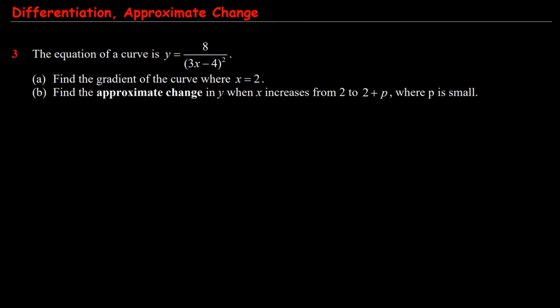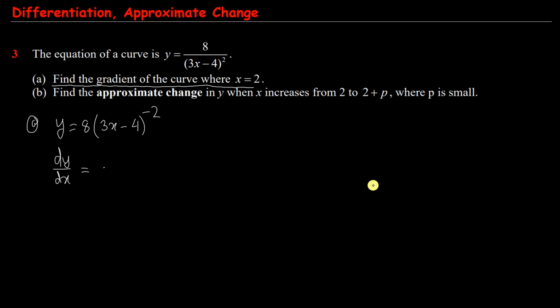So it's a similar question, almost similar to the way we did the first one. They ask you for the gradient at the point 2. We know the gradient expression we can write as dy by dx. So y you can write first as 8 bracket 3x minus 4 to the power minus 2, because we need to keep it ready for differentiation. dy by dx is called the expression of the gradient.